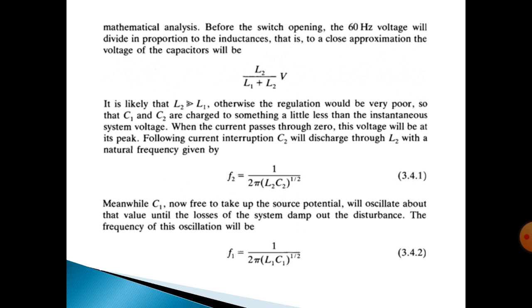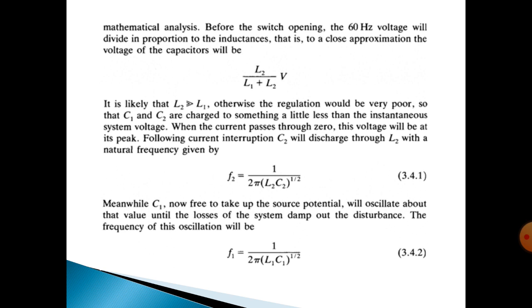In this derivation, first we consider that the switch is open, and the voltage across the capacitor will be L2 divided by (L1 plus L2) times V. L2 is the load side inductance, L1 is the source side inductance. We know that L2 is much larger than L1, that means the regulation will be very poor.